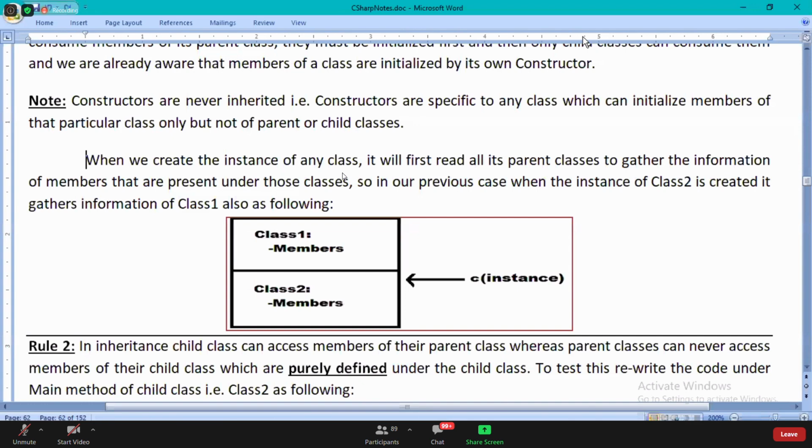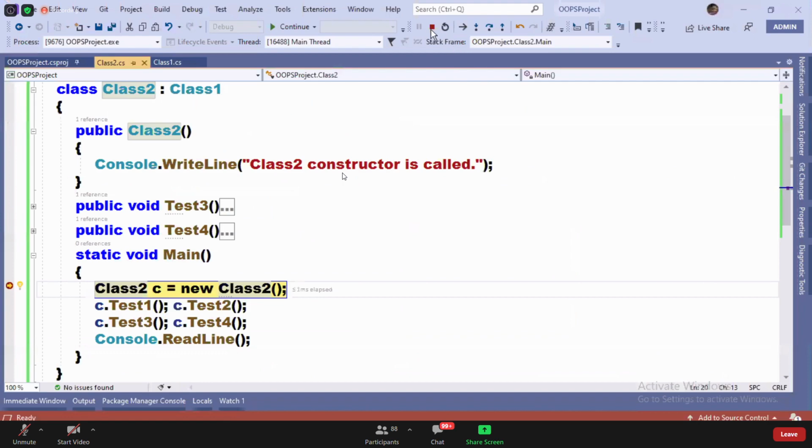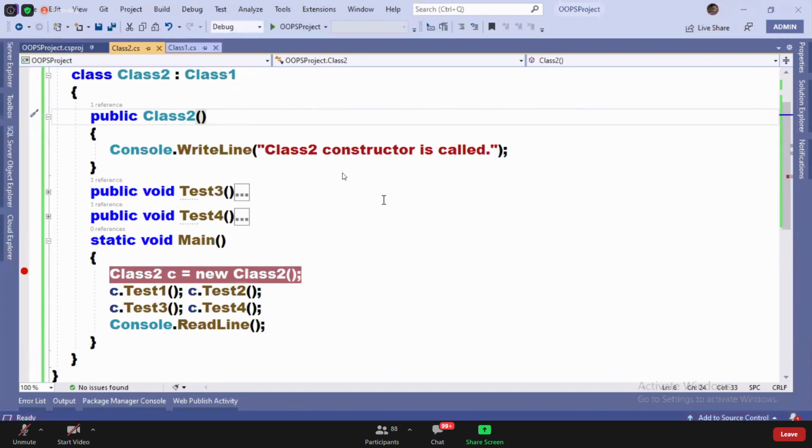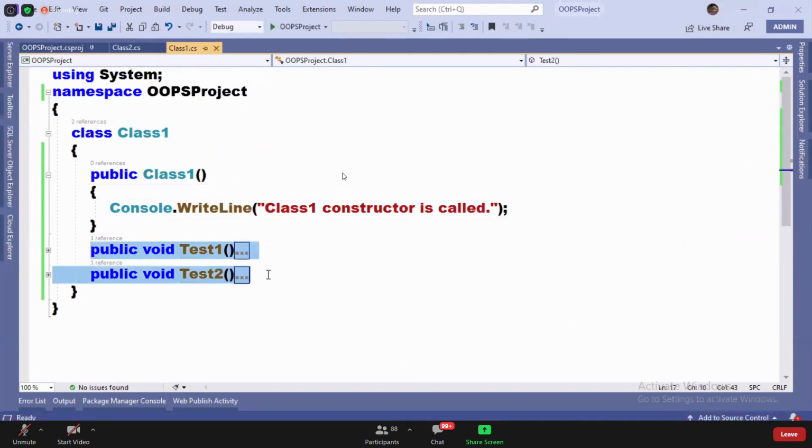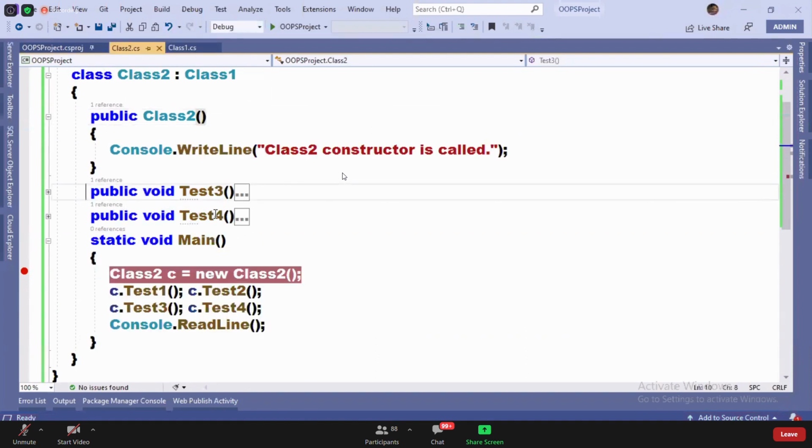Only 3 people understood this, huh? And the remaining people are sleeping. Purely defined means they are defined in the parent. See, purely defined is simple English here. See, these two are purely defined in class 1. These two are purely defined in class 1. These two are purely defined in class 2. Purely defined.